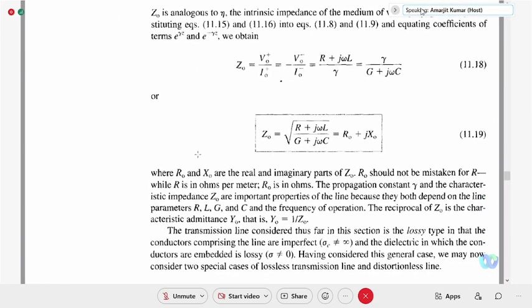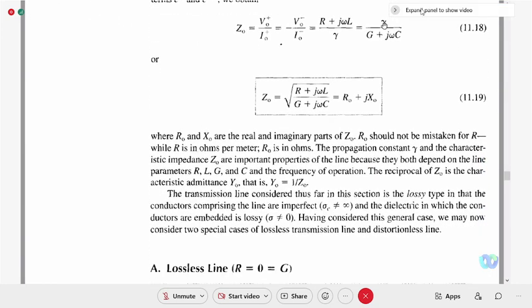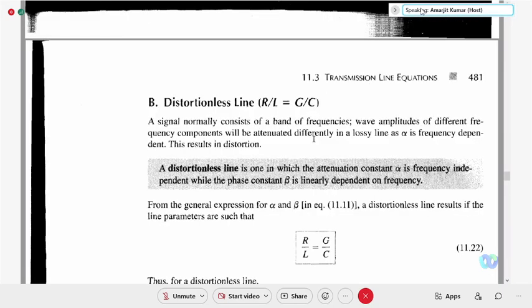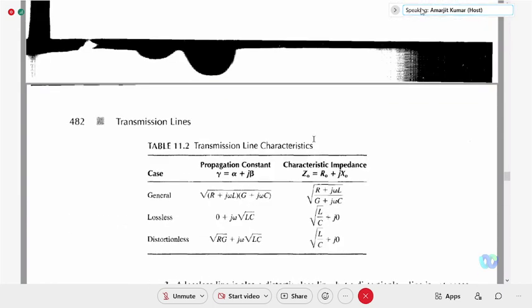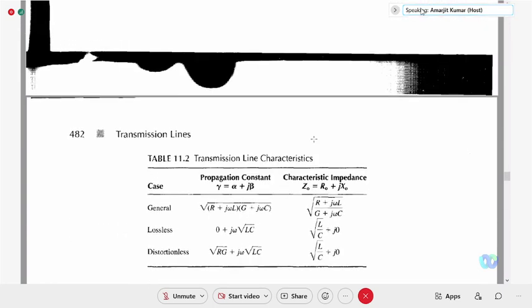So Z naught will be basically gamma, and you know gamma is the square root of (R plus j omega L)(G plus j omega C). So in the next class I will discuss the lossless line and the distortionless line. After the lossy transmission line we were discussing, we will discuss the lossless and distortionless lines. The general case, gamma and Z naught, we have already done.